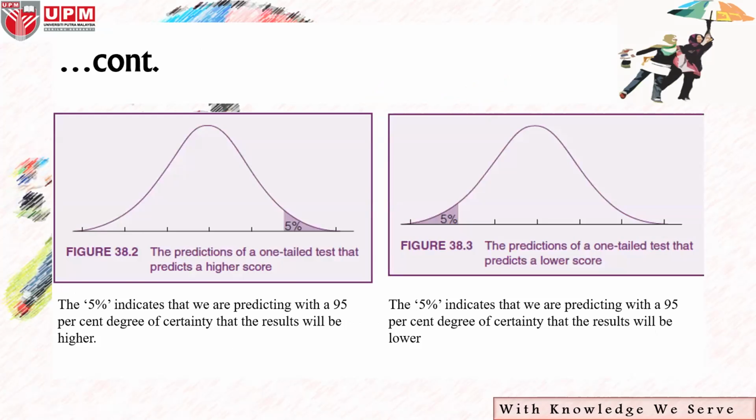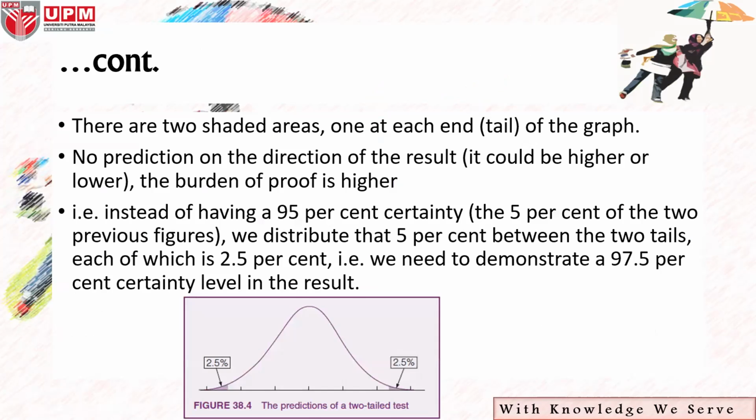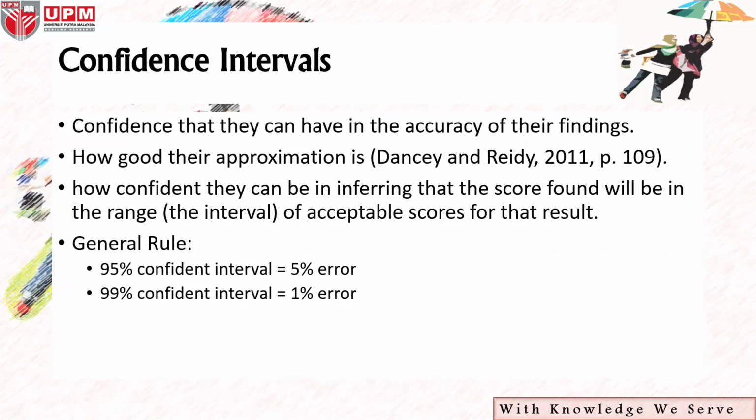Inilah one tail, two tail ni. Okay, this one confidence interval. So this one I already explained to you earlier. Confidence interval or sometimes we use alpha. So confidence interval referring to the confidence that they can have in the accuracy of their finding. How confident we are about the finding of our study. Okay, how good their approximation is and how confident they can be in inferring that the score found will be in the range or the interval of acceptable score for that result.